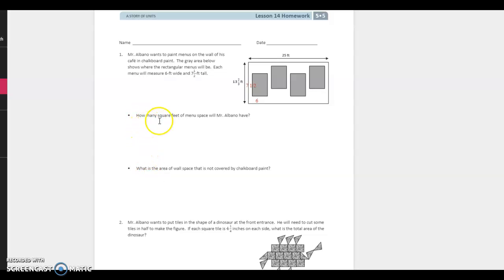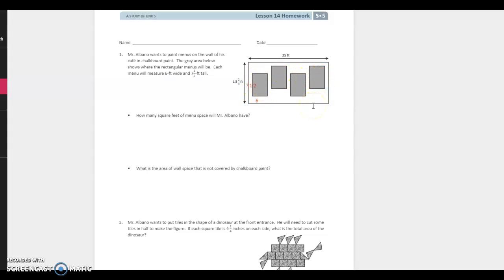Part A asks, how many square feet of menu space will Mr. Albano have? All right, so we're looking at figuring out the area of this rectangle, this one, and this one. They're all the same measurement. So in order to find area, we're going to take our length times our width and get an answer. Once we get that answer, that is not it, because that's only the area of one of these menus. We have 4 of them.